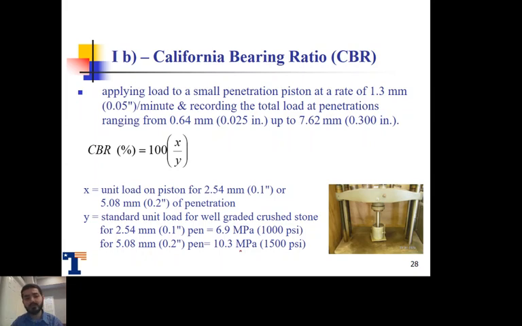So as I said, it's a ratio of loading. I'm going to keep applying compressive strength until I reach 0.1 inch deformation, and I'm going to measure that load. So that load, let's say, is a certain amount of megapascals. I'm going to divide it by the penetration load for that perfect material that was tested in California at 0.1 inch. That was 6.9. If I divide these two numbers and multiply by 100, I'm going to get the CBR as a percentage.